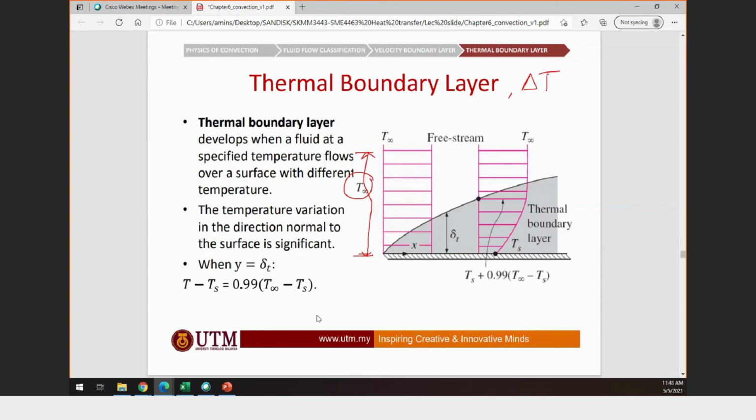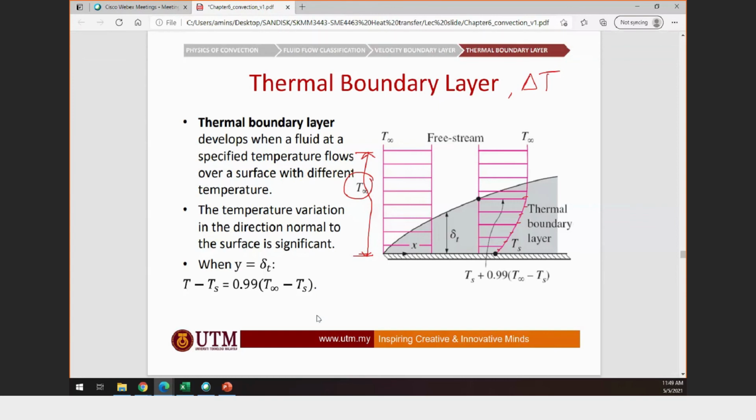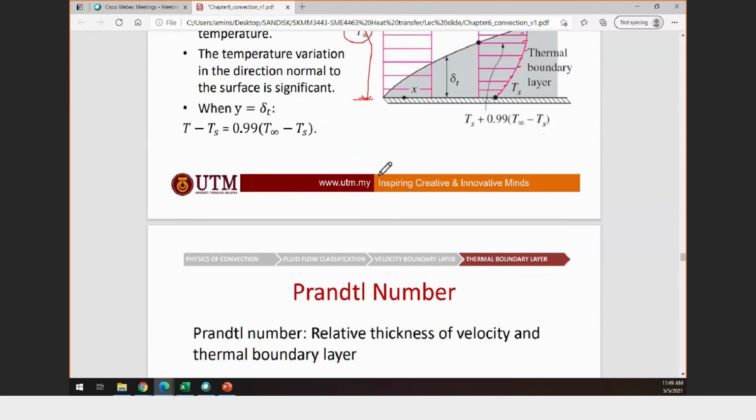But when you are moving close to the plate or on the plate, you have this temperature profile. If the temperature is smaller than the surface, you may have this temperature difference. This temperature difference can create a thermal boundary layer. And from this, you need to understand how to relate the thermal boundary layer and the velocity boundary layer.